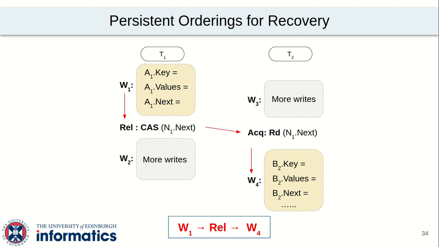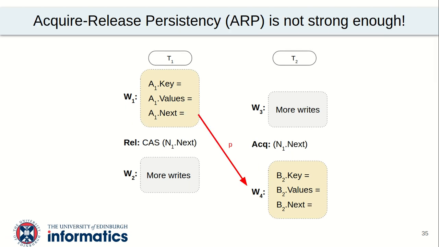Unfortunately, ARP is not strong enough in that it does not mandate all of these persist orderings. Thus, it is not strong enough to enable recovery of lock-free data structures. Recall that ARP only mandates W1 to W4 ordering. It does not mandate W1 to release, release to acquire, or acquire to W4 ordering. In order to make lock-free data structures recover correctly using ARP, two-sided full barriers must be inserted before the release and after the acquire.